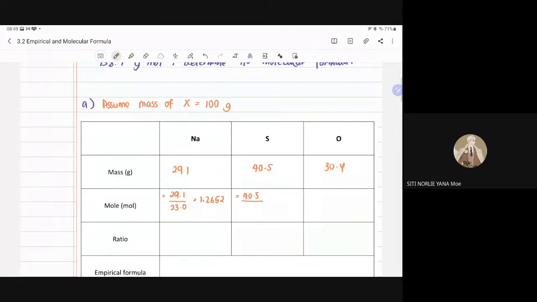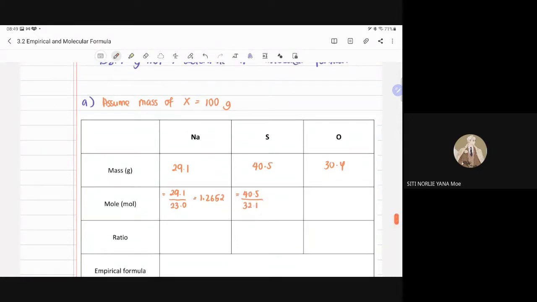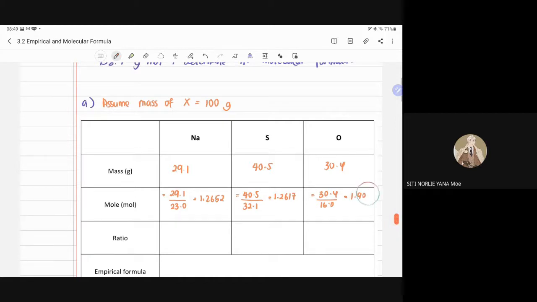Whereas sulfur pula 40.5 divided by molar mass of sulfur is 32.1. So this is equals to 40.5 divided by 32.1. You should get 1.2617. So again saya bundarkan kepada 4 decimal places. Okay. And then oxygen pula 30.4 mass dia divide by dia punya molar mass. Molar mass of oxygen is 16.0. So we should get 30.4 divided by 16.0. We should get 1.900. Okay, so letaklah 1.900.